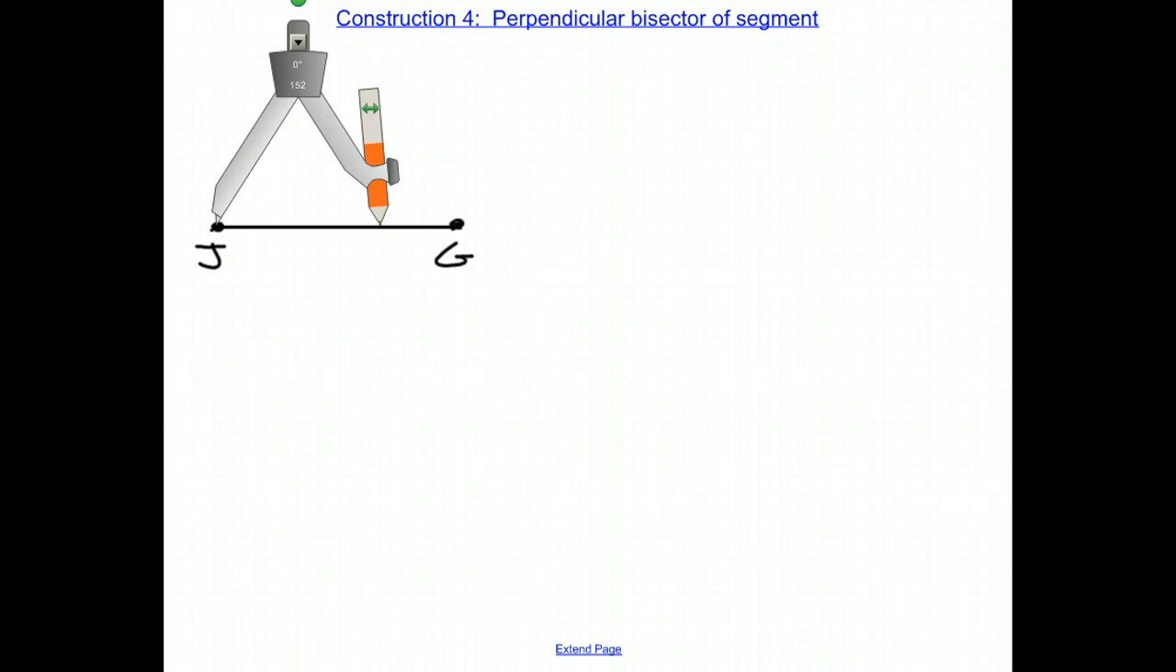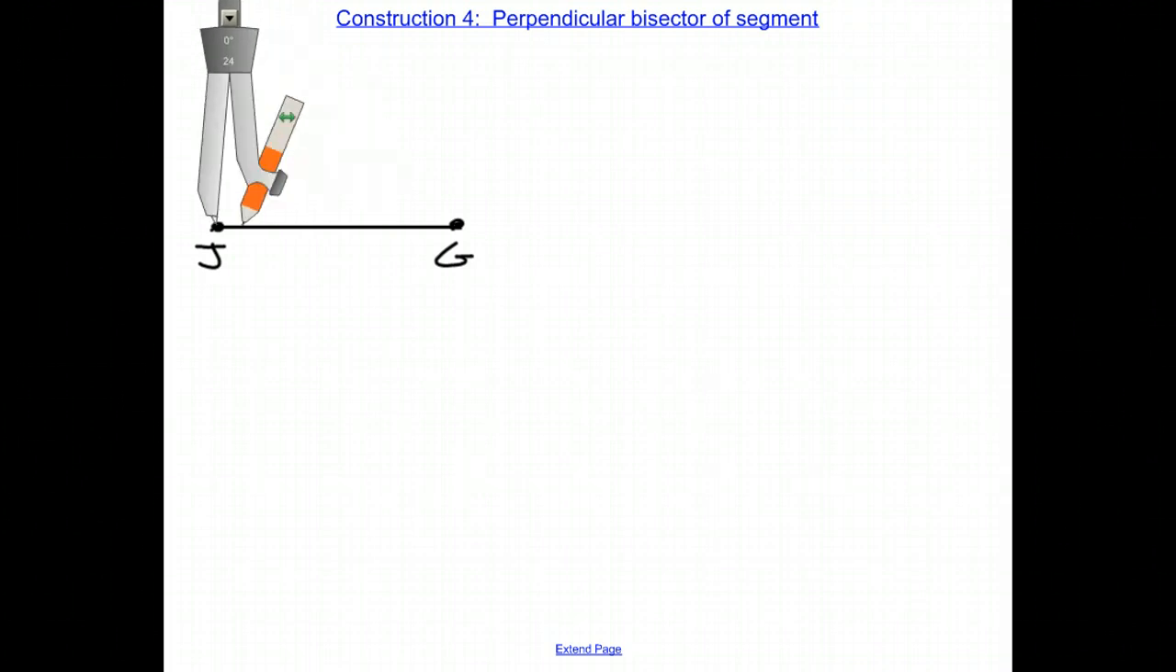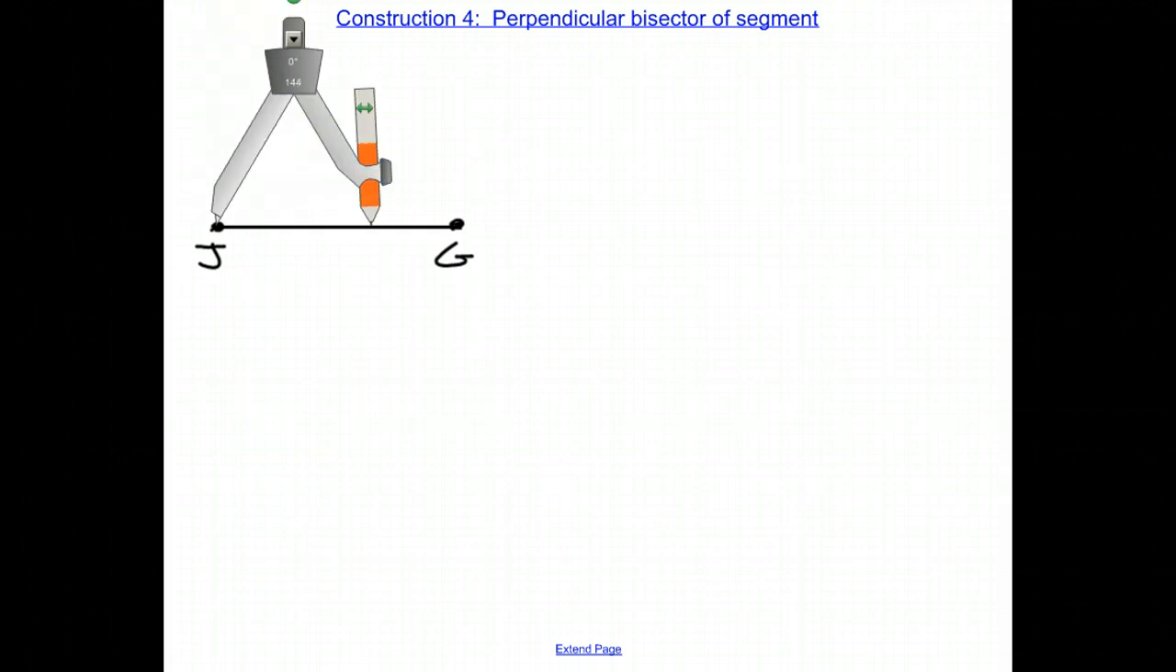If I were to do this, of course that is not acceptable. That is not halfway. We need to make sure that this extends at least halfway. So here we go.